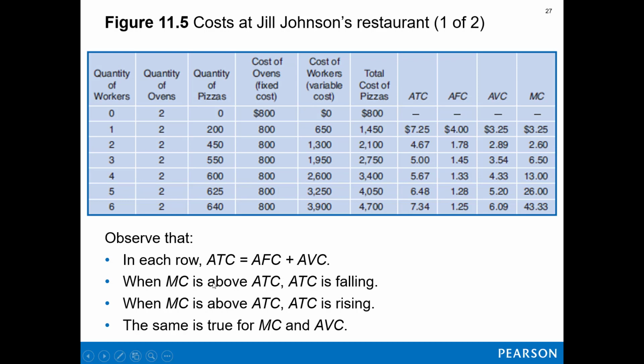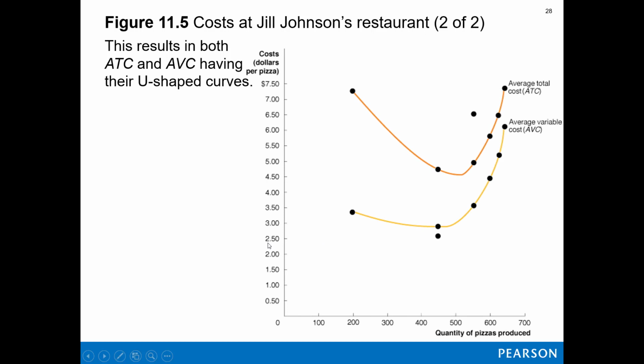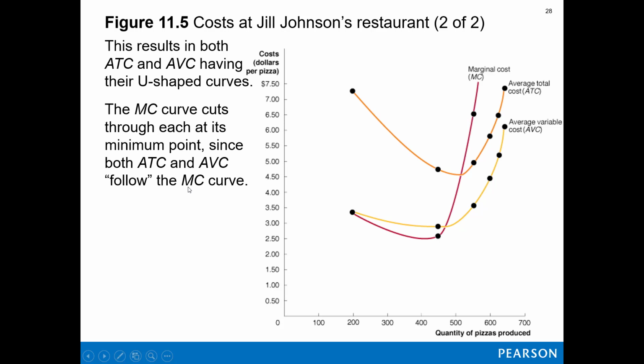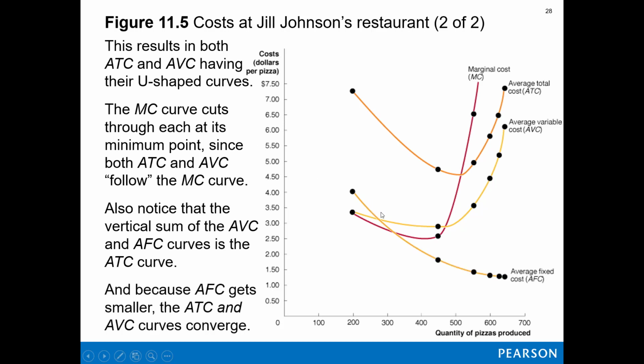When MC, marginal cost, is below ATC, ATC is falling. When MC is above ATC, ATC is rising. The same is true for MC and AVC, average variable cost. This results in both ATC and AVC having their U-shaped curves. The marginal cost curve cuts through each at its minimum point, since both average total cost and average variable cost follow the marginal cost curve. We're not getting that deep into this, but this is the average fixed cost.